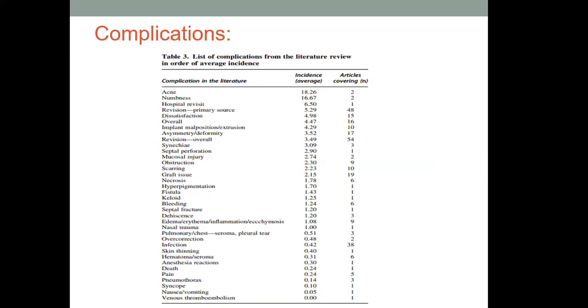This is the list of the complications mentioned. The systematic review started with acne. By the way, the complications mentioned here are in order of average incidence. The most common one is acne, then numbness, hospital revisit, revision, and so on.